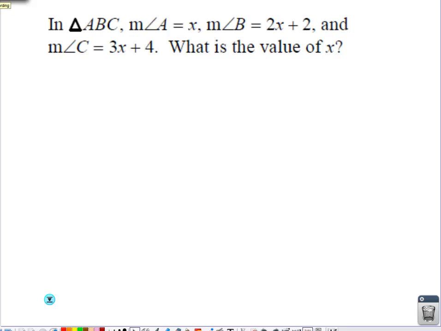Next one. In triangle ABC, the measure of angle A is x, the measure of angle B is 2x plus 2, and the measure of angle C is 3x plus 4. What is the value of x? Math. What's the relationship between the three angles? In a triangle, it'll always add up to 180. In any triangle, the triangle angle sum theorem, the three angles of the triangle will always add up to 180. So take that information, Colton, and write me an equation, please.